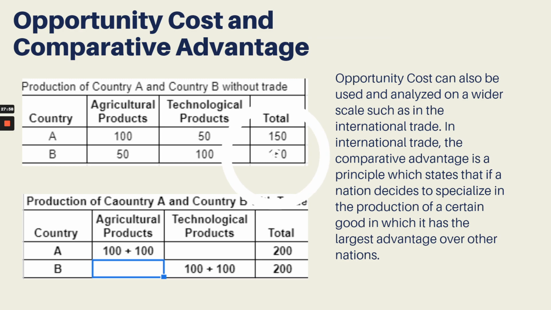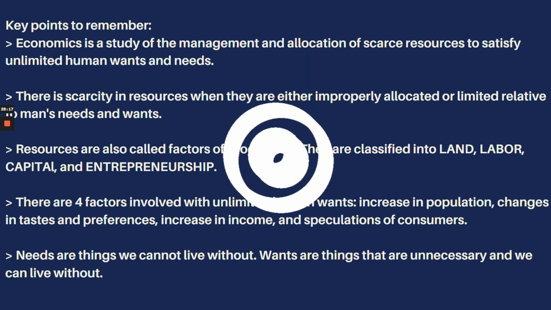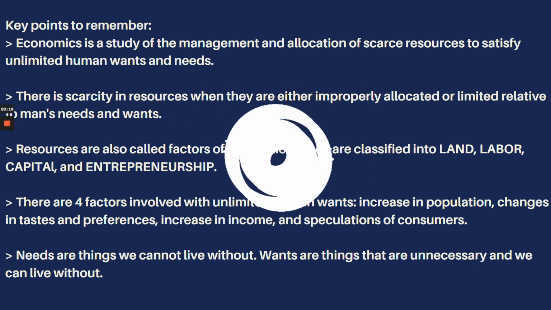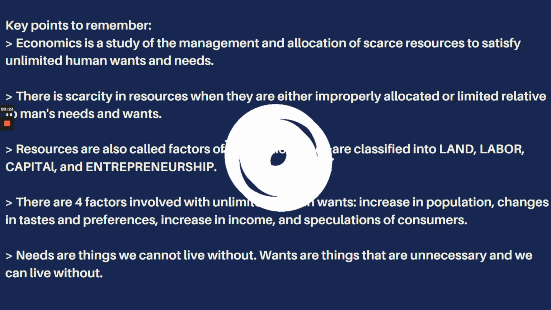additional chapters. So these are the key points that you have to remember as a summary, because this is the second part. Key points to remember: economics is a study of the management and allocation of scarce resources to satisfy unlimited human wants and needs. There is a scarcity in resources when they are either improperly allocated or limited relative to man's needs and wants. Resources are also called factors of production.